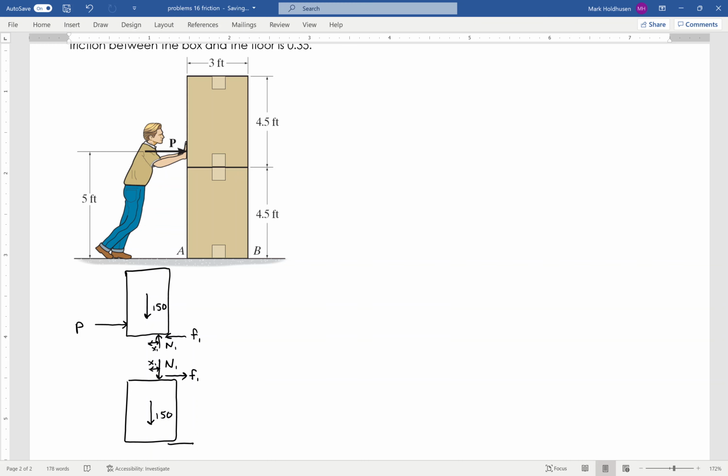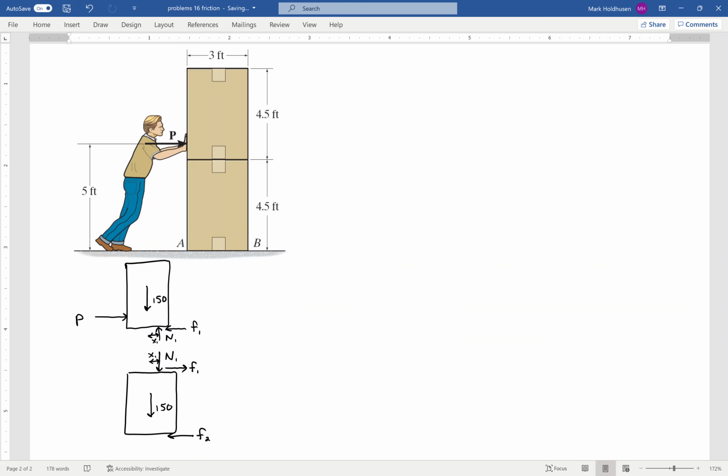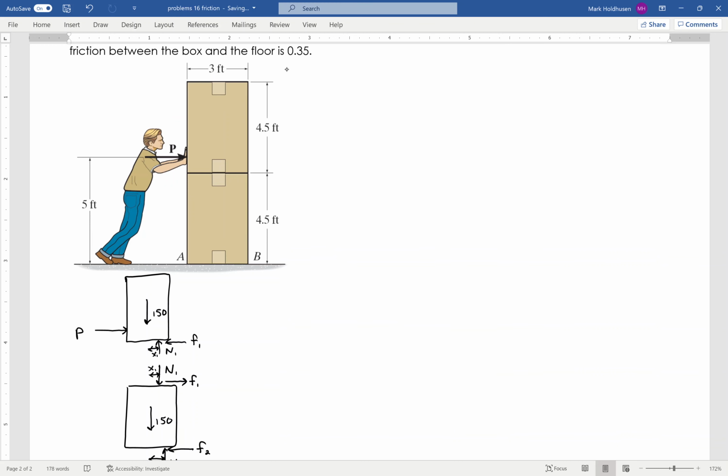And then I'll have a second friction on the floor, F2, and a corresponding N2, which will be at some distance x2 over like that. So those are my free body diagrams. Okay, so what I'm going to do now is sum my forces, basically apply my equilibrium equations.